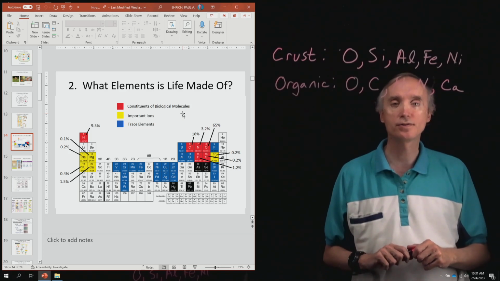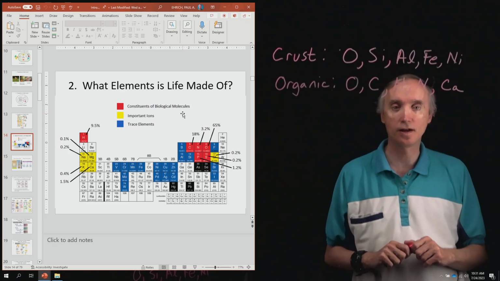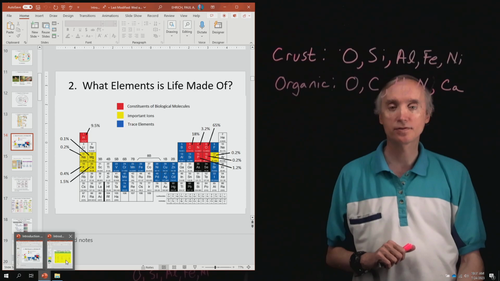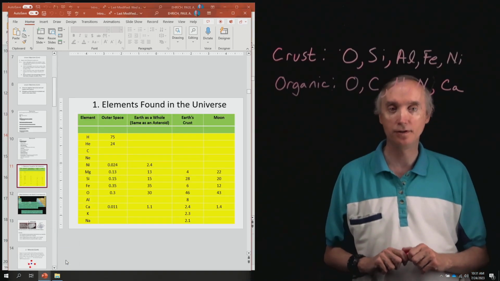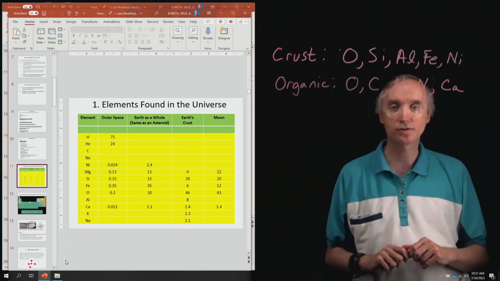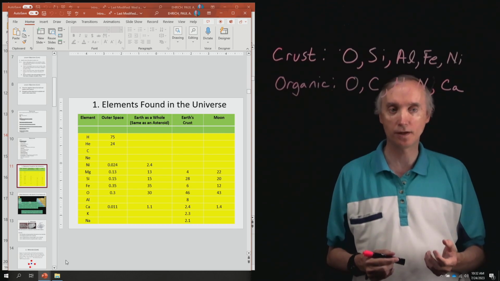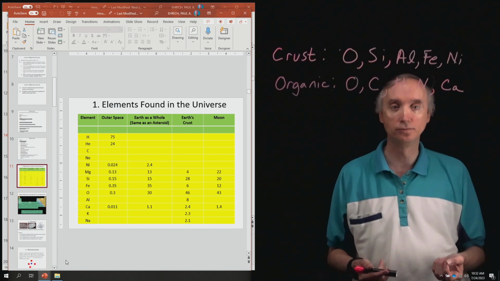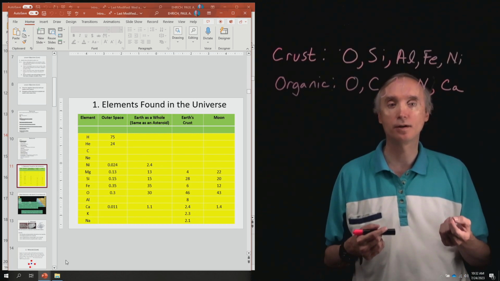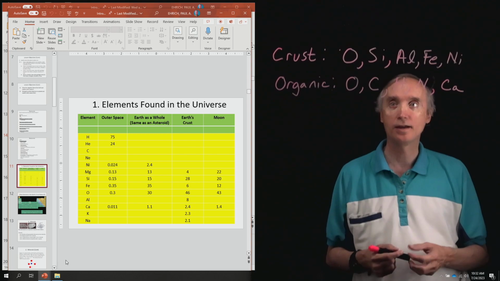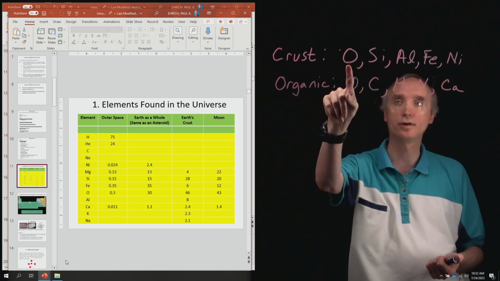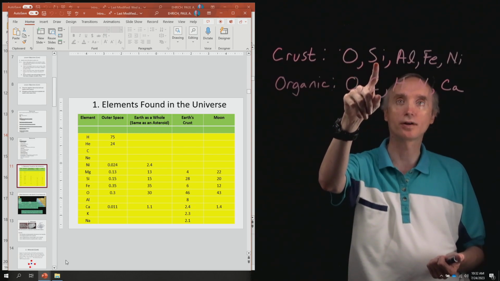Okay, so now let's talk about what elements life is composed of. But before we do that, let's go back to a previous lesson when we talked about planetary geology, and we started off with what elements make up outer space, then what elements make up the Earth as a whole, and then what elements make up the crust of the Earth. And so you notice that in the crust of the Earth, oxygen is the most important element, followed by silicon.